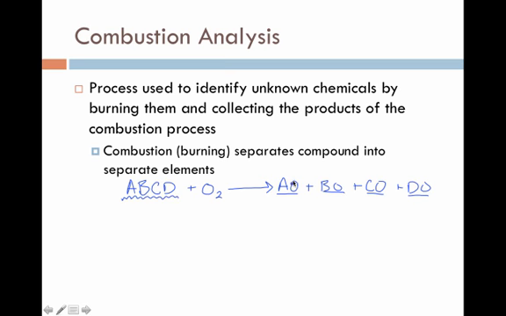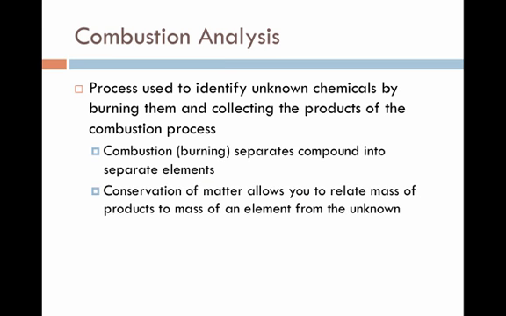So again, this combustion process separates those elements into different components. Because of conservation of matter, after looking at that previous reaction, we can say that the mass of those individual things we collected, the AO, the BO, the CO, etc., must relate back to the mass of the individual element from the original unknown that we had. So the amount of AO that we can produce must be related to the amount of A that was originally in that unknown. And this again is how we get back to those ideas of percentages.